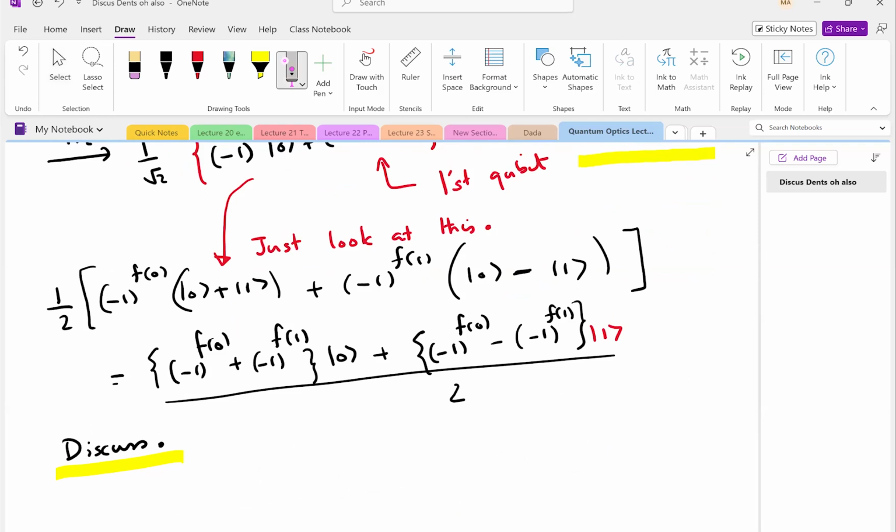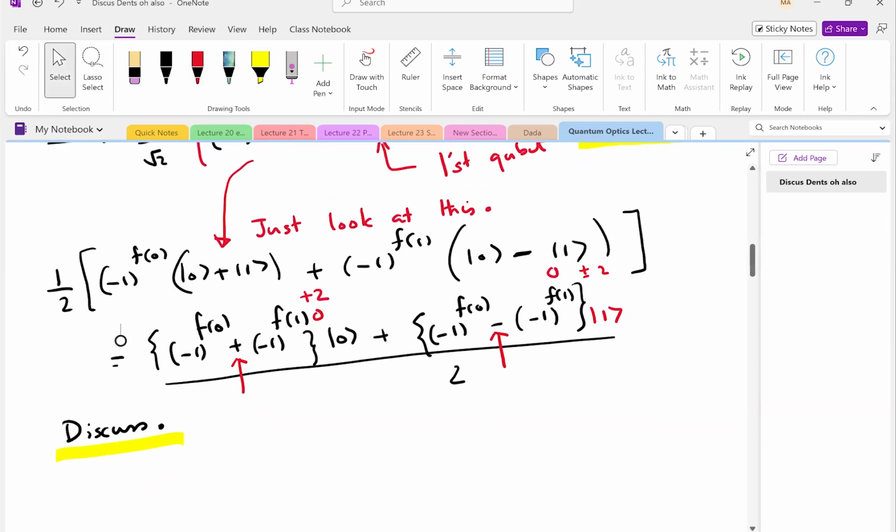This number could be 0 or it could be 2. Ket 1 picks up this phase. This number could also be 0 or 2. But notice that we have a positive sign here and we have a negative sign here. So if this number is plus 2, this number becomes 0. If this number is 0, this number becomes plus minus 2, etc.